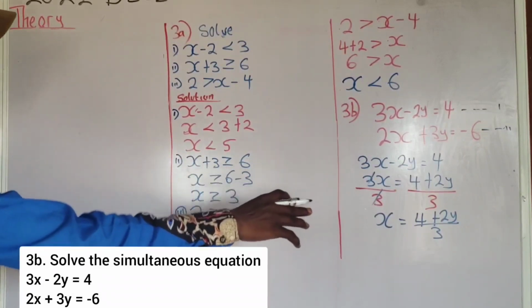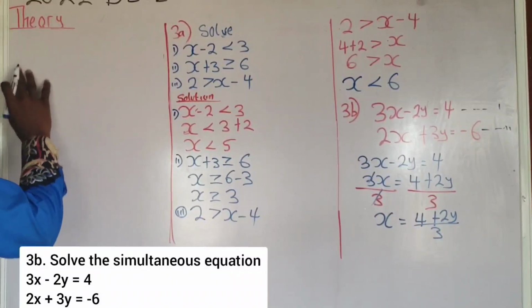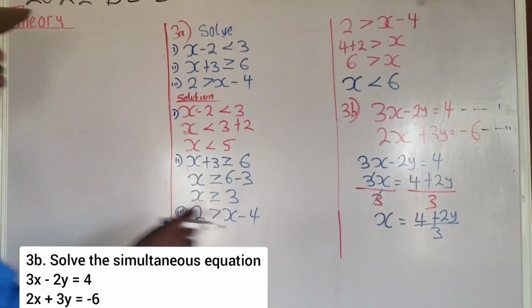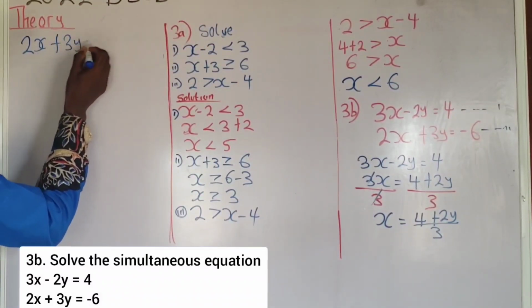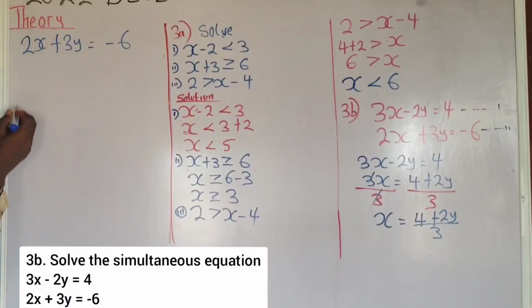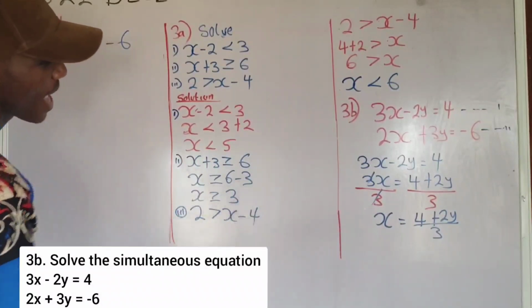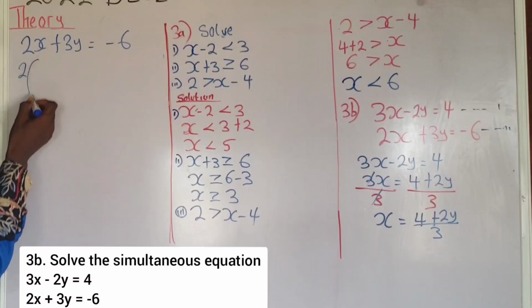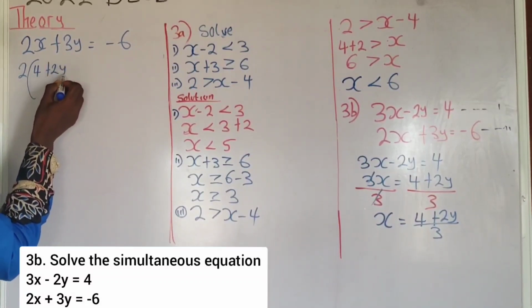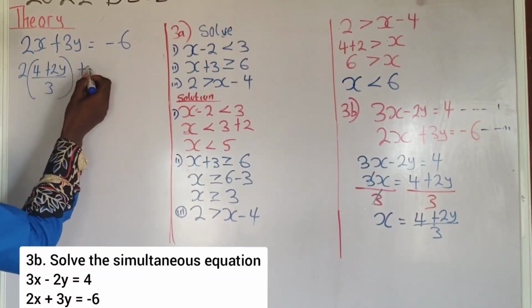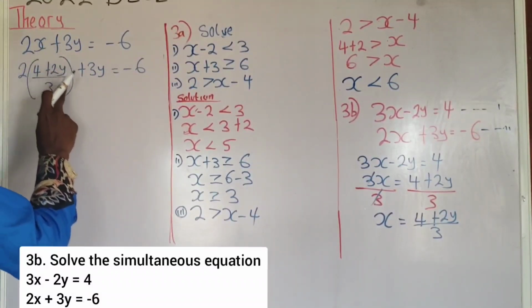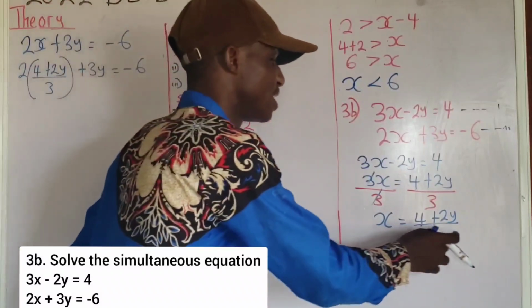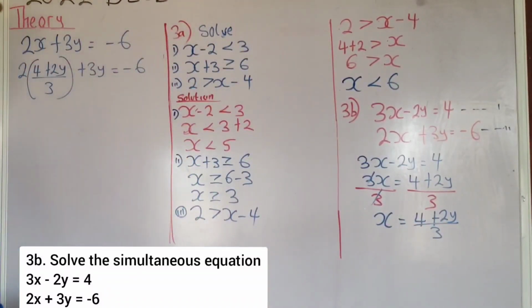So x is equivalent to 4 plus 2y all over 3. Now the next step is to substitute the value of x into equation 2. Equation 2 is 2x plus 3y equals minus 6. When x is 4 plus 2y all over 3, I'm going to have 2 into bracket 4 plus 2y all over 3, plus 3y equals negative 6. Do you know what I did? I replaced x with 4 plus 2y all over 3, since I've already made x the subject of the formula in equation 1.